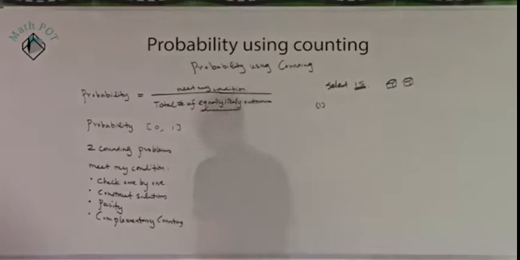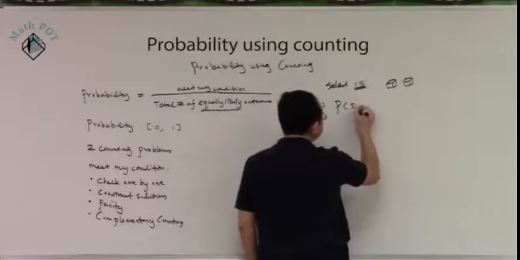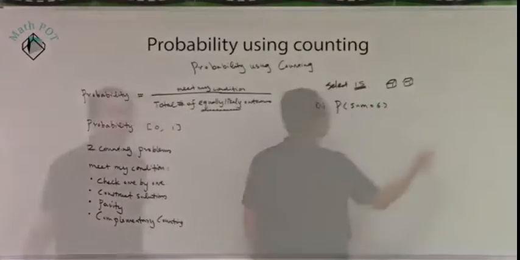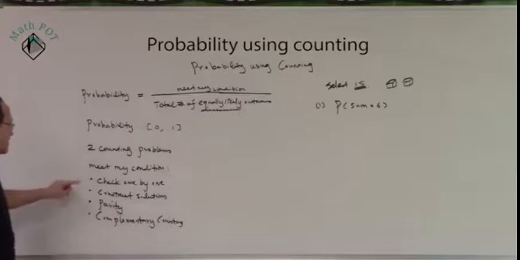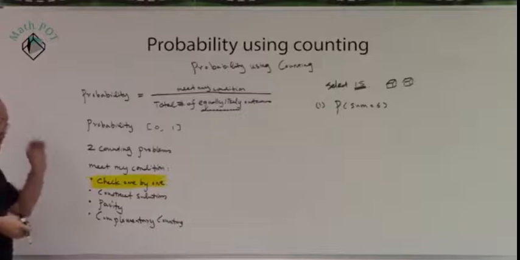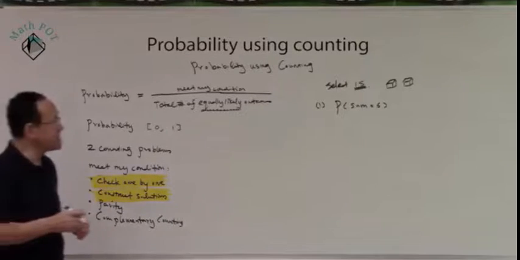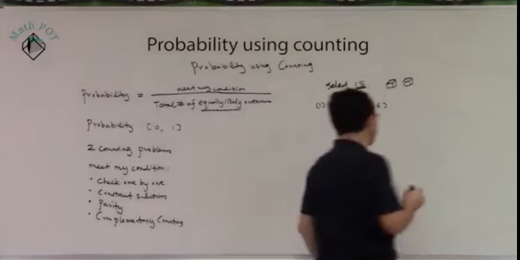First one: what is the probability that the sum equals 6? For this problem, of course, we have two options. You can check one by one, or you can try to construct a solution. I'm going to explain both ways, because both ways are super common.